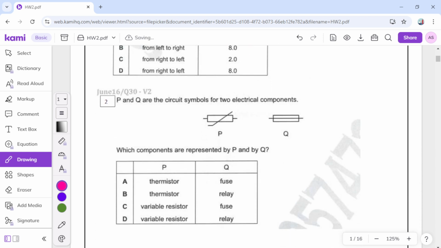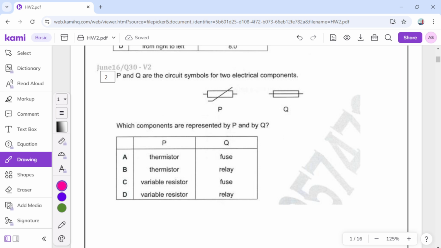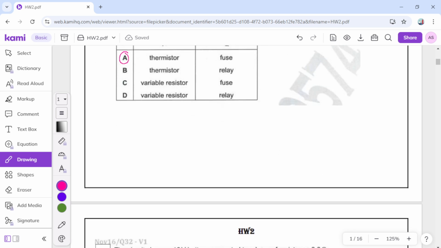Let's move to the next. Which components are represented by P and by Q? P is a thermistor, Q is fuse. So I will choose A. Easy question.